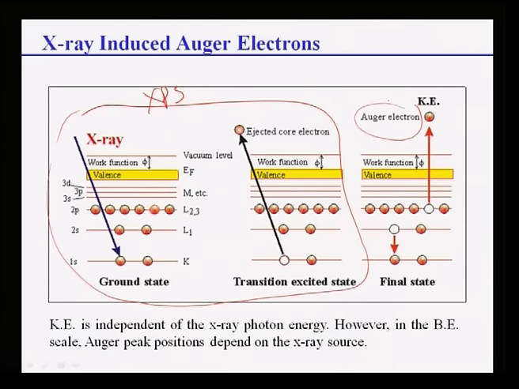In the case of a spectrometer, what happens? There's a vacuum level, then there's a spectrometer work function, so this needs to be subtracted. The kinetic energy of the electron falling on the spectrometer becomes hν minus BE minus φ_spec, because φ_sample cancels out. So finally, the binding energy of the electron equals hν, the energy of the incident X-ray photon, minus the kinetic energy, minus φ_spectrometer.